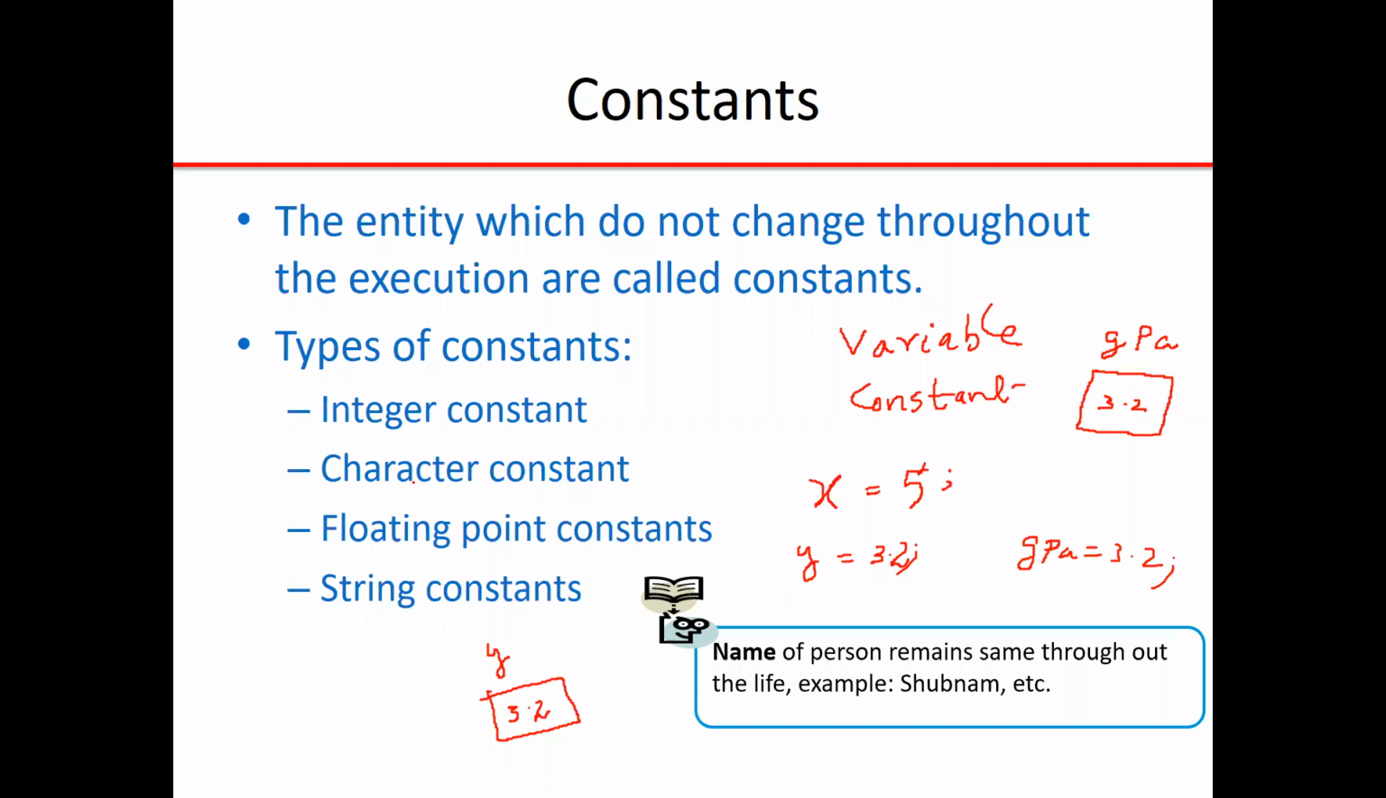Sometimes we have a character constant, like student name, ST underscore name. ST name is a variable, student name, and suppose I want to store the name Fatima into this variable. So how will I write this statement in the language? I will write ST underscore name is equal to Fatima and semicolon. So the word Fatima will be stored into the variable ST name. Fatima is a character constant. Equal to is an assignment operator. ST name is a variable.